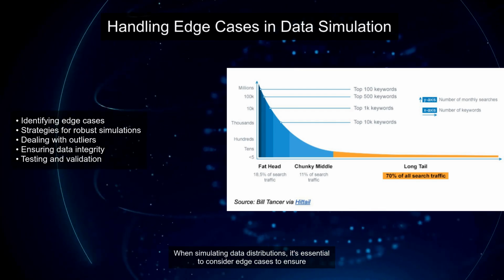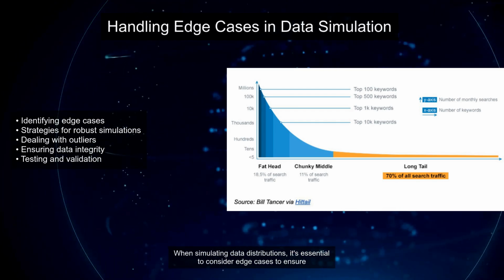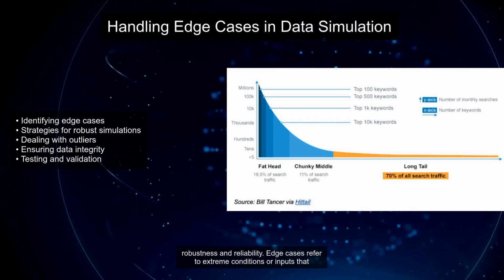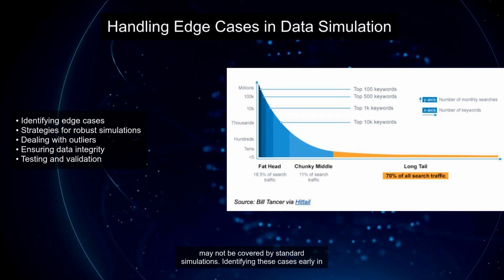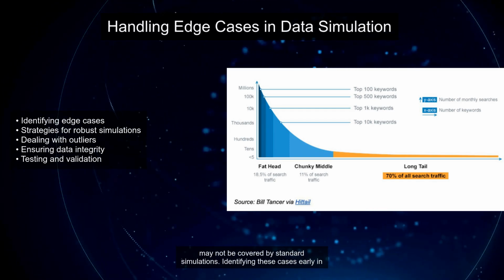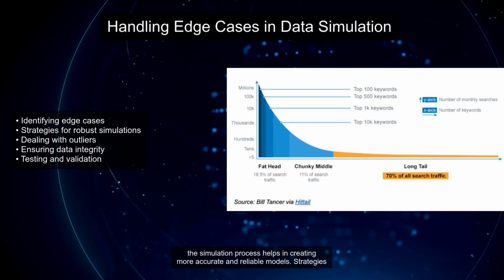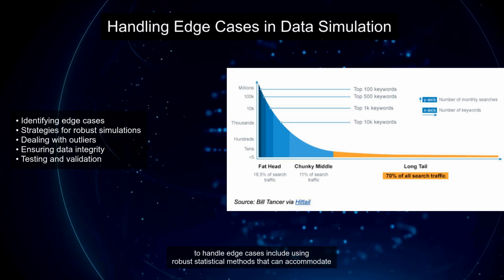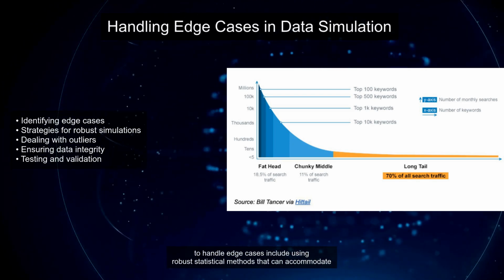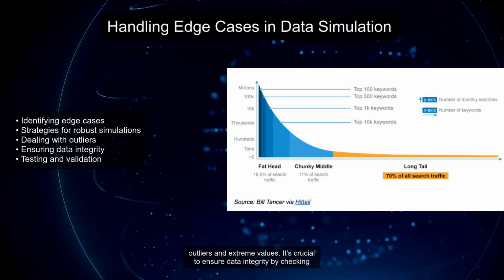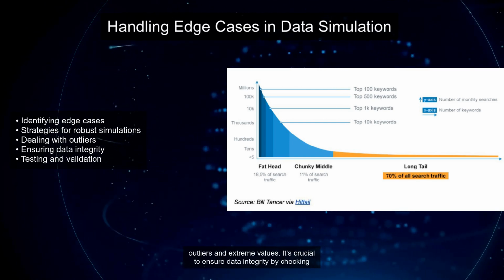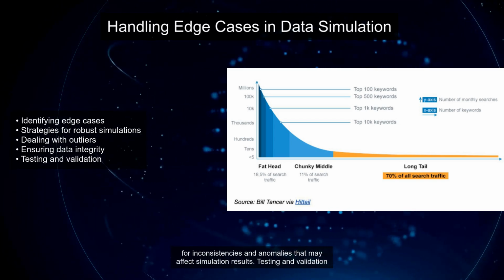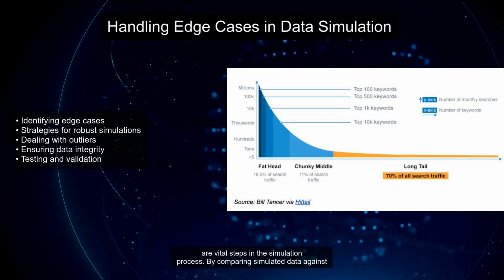When simulating data distributions, it's essential to consider edge cases to ensure robustness and reliability. Edge cases refer to extreme conditions or inputs that may not be covered by standard simulations. Identifying these cases early in the simulation process helps in creating more accurate and reliable models. Strategies to handle edge cases include using robust statistical methods that can accommodate outliers and extreme values. It's crucial to ensure data integrity by checking for inconsistencies and anomalies that may affect simulation results.